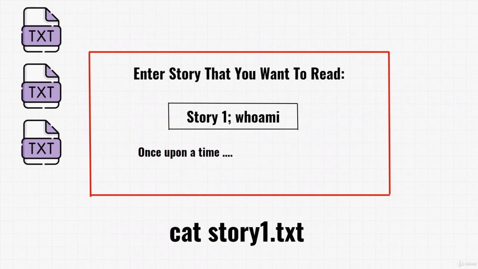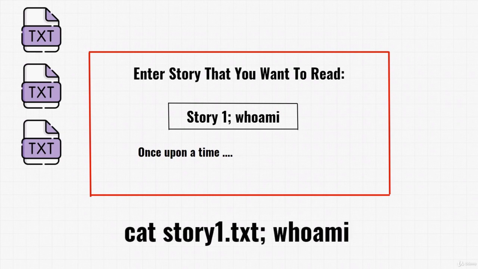So now the command that the server would process would no longer be just cat story1.txt, but it would look something like this. cat story1.txt, and then after it executes that, it would execute whoami. And if the website is vulnerable to command injection and it doesn't filter our input, we would get an output like this. It would output a story, and at the end we should also see the response of the whoami command, which can be root or the account name that executed the command.